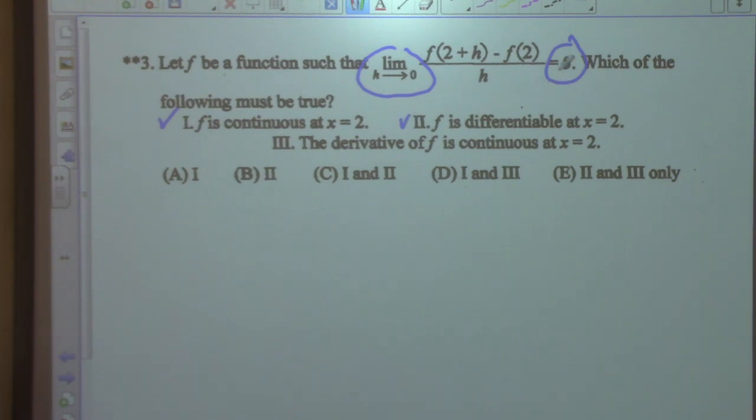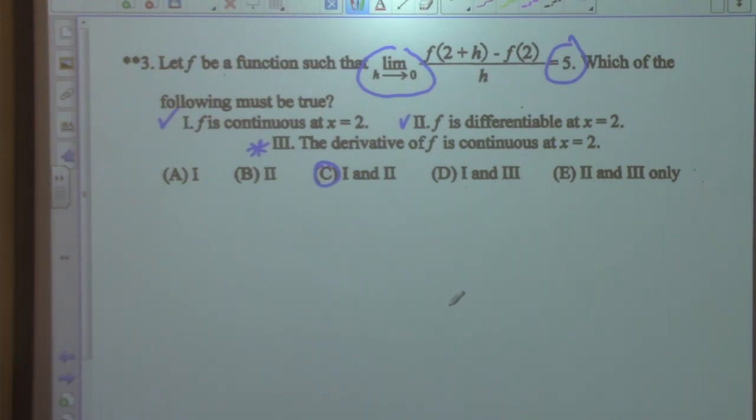And do you have differentiability? Yes, because you have a number there. If you didn't have a number, then that wouldn't be. But do we know 3 for sure? No, we really don't. It's possible, but we don't have enough information to verify that this must be true. So therefore, 1 and 2 are true.